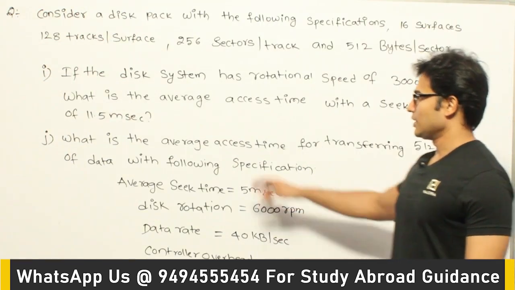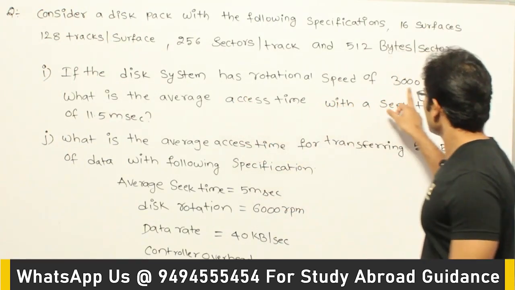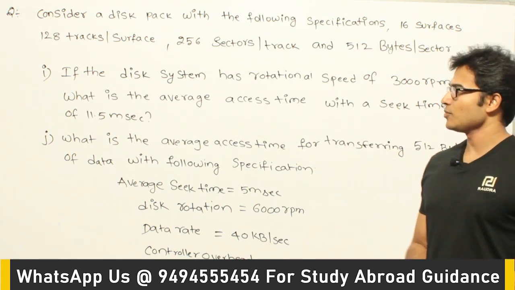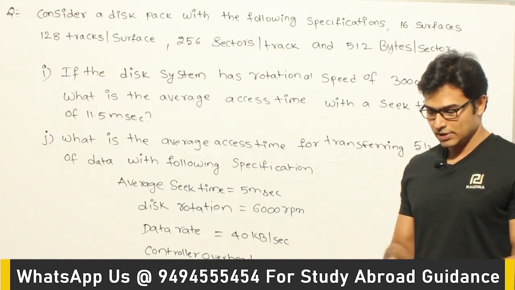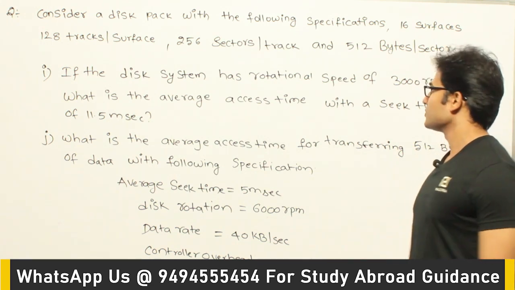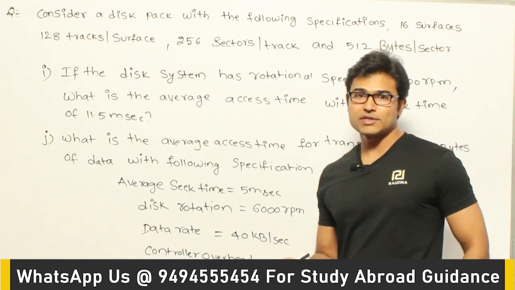Now let's see this question. If the disk system has a rotational speed of 3000 rpm, then what is the average access time with a seek time of 11.5 milliseconds? Here they are saying that seek time is given and rotational speed is given, and we are supposed to find out the average access time.